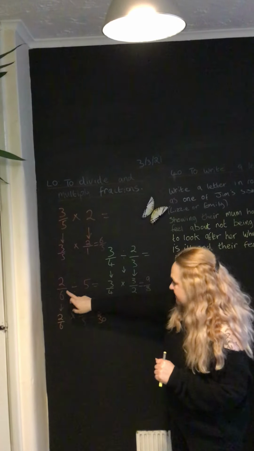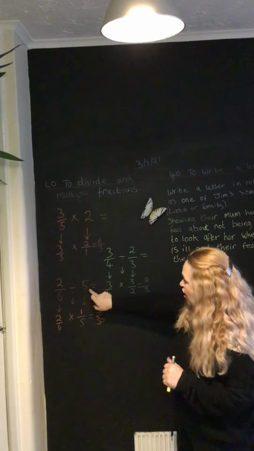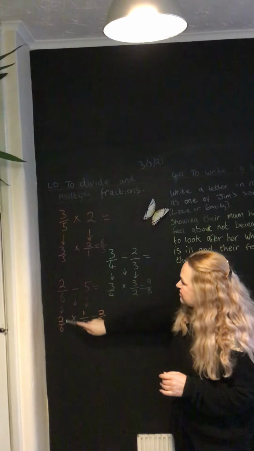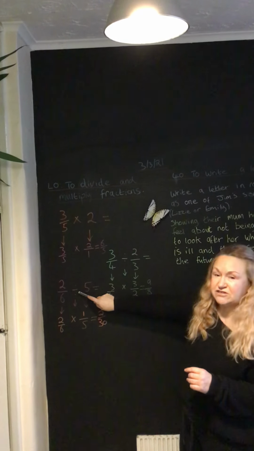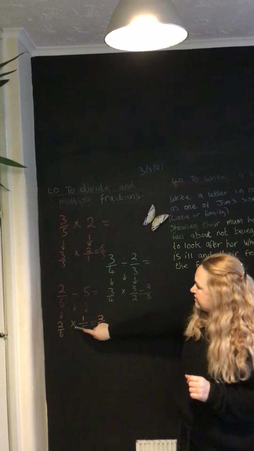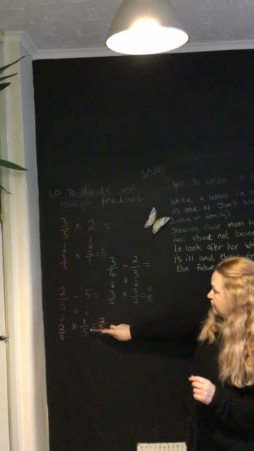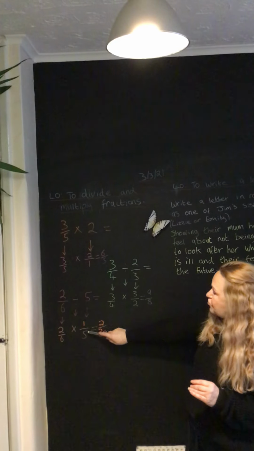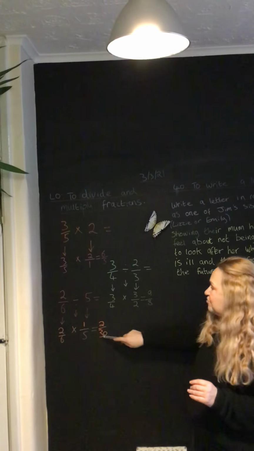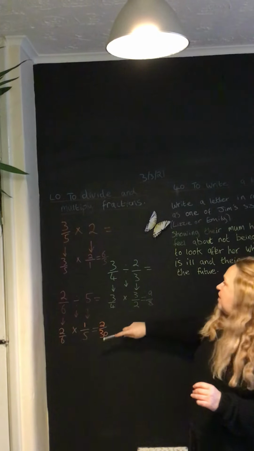When we are dividing fractions by whole numbers, okay, this one stays the same. We change the divide sign into a multiplication sign, and then we make the whole number into a fraction by putting a 1 on top of it, and then we times it, okay?